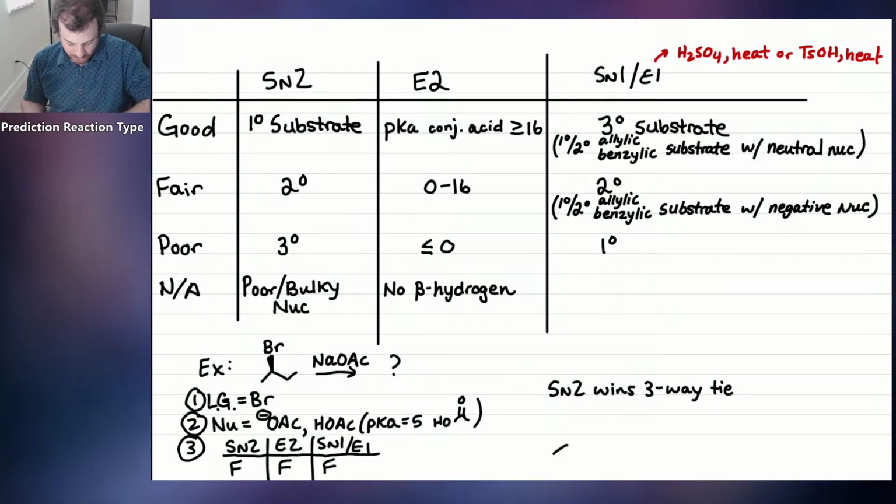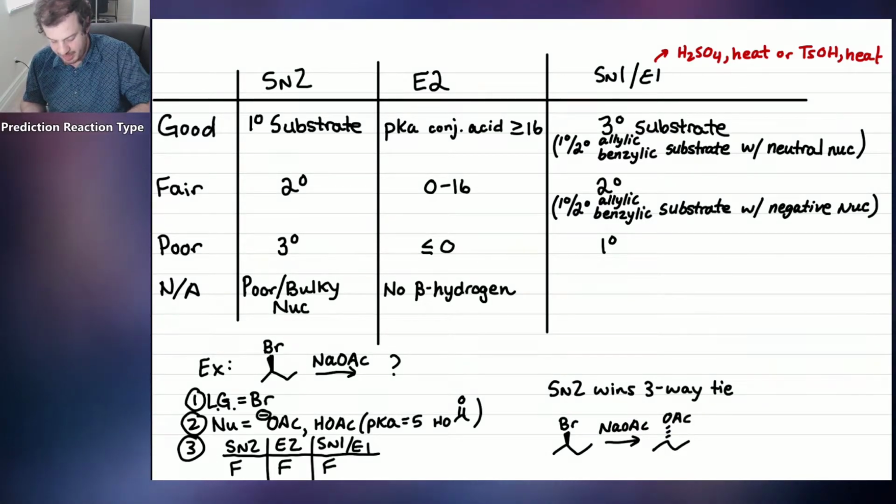So now we can just draw the product, where we replace the leaving group with OAc, and because it's SN2, the stereochemistry flips from a wedge to a dash. Don't forget that. All right, let's do another example.